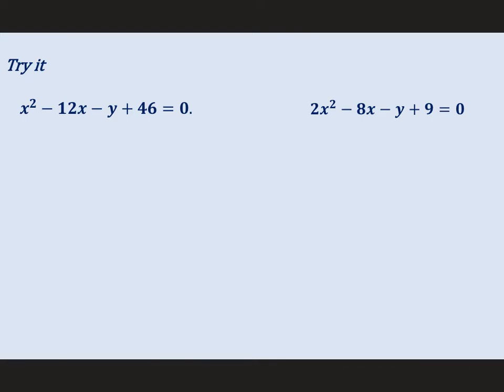So first thing we're going to do is move the y and the constant over to the other side. So we get x squared minus 12x equals y minus 46. We're going to take our b value, negative 12. We're going to divide by 2, and we're going to square. So that's 6 squared is 36. We're going to add 36 to both sides. Remember, you got to add it to both sides. That's the hardest thing that people always seem to forget, is to add it to both sides.